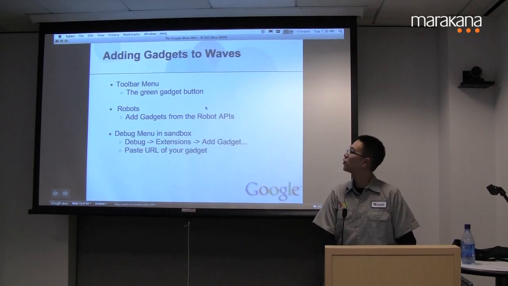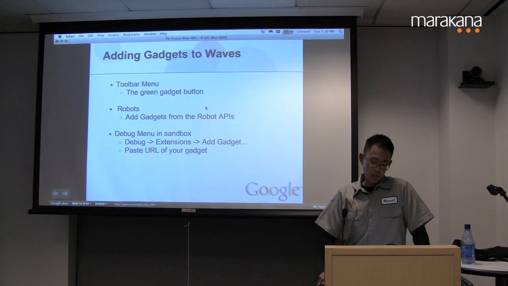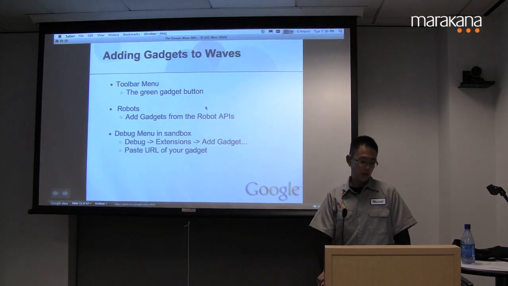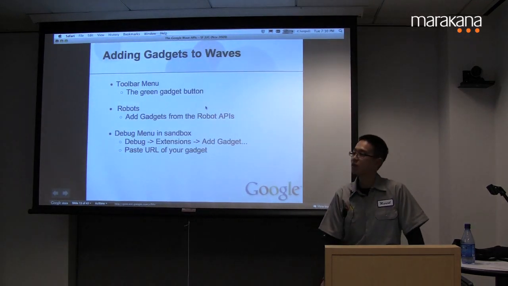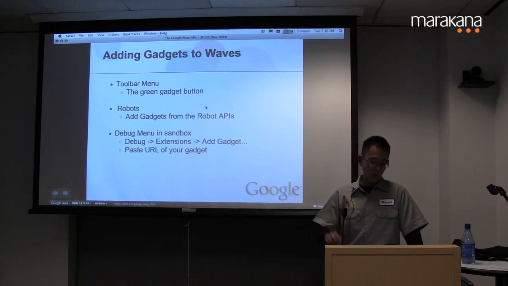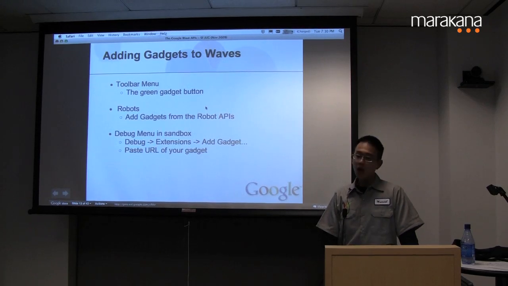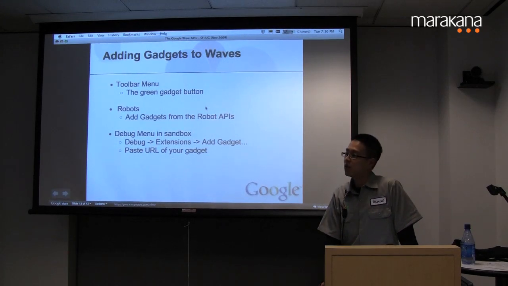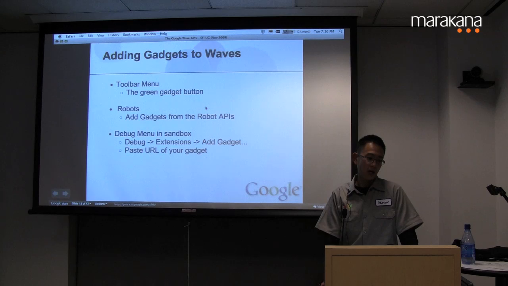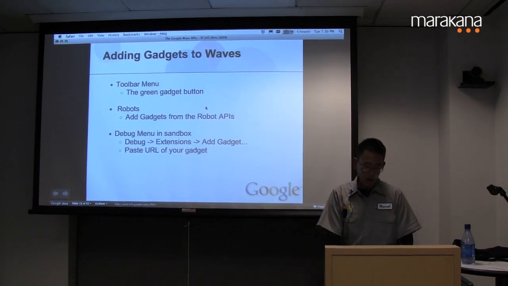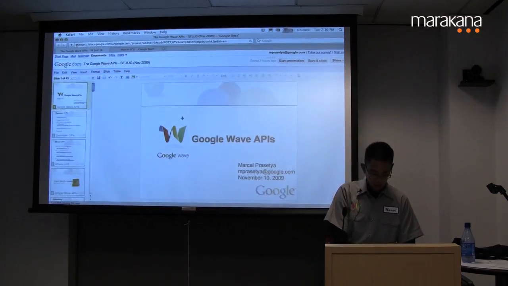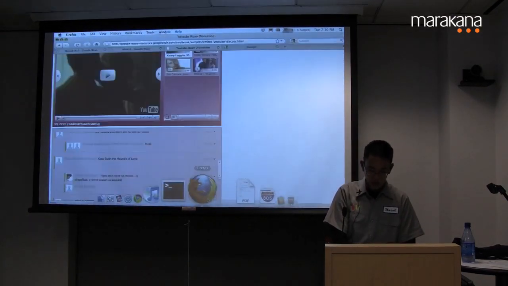There are multiple ways for you to add a gadget to Wave. So one, which is probably the most popular option, is from the toolbar menu, and I'm going to demo how to add a gadget from the toolbar menu. And the second option is programmatically via a robot. So our robot API also provides a means for you to add or remove a gadget. And if you have a Sandbox account, you can also add a gadget from the debug menu on the top right. So I'm going to show you where the debug menu is right now.